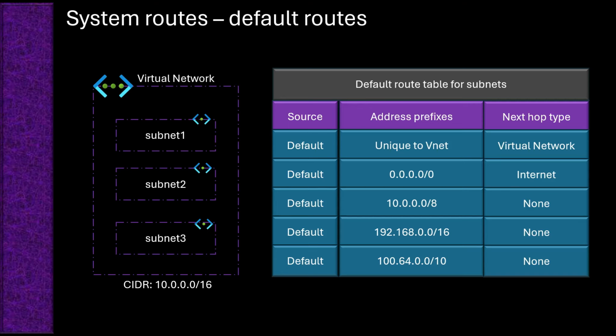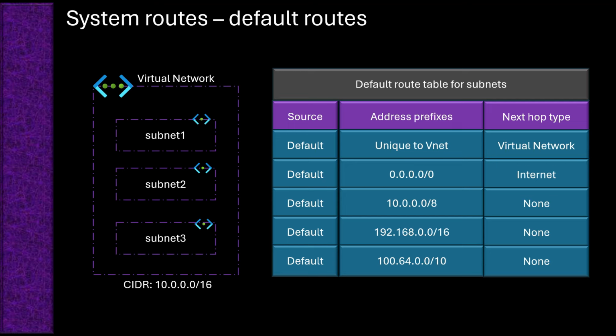Let's understand the routing mechanism that Azure uses. Azure automatically creates a route table for each subnet within an Azure virtual network and adds system default routes to that route table. You can override some of the Azure system routes with custom routes and add additional custom routes to the route table. Azure routes outbound traffic from a subnet based on the routes in a subnet's route table.